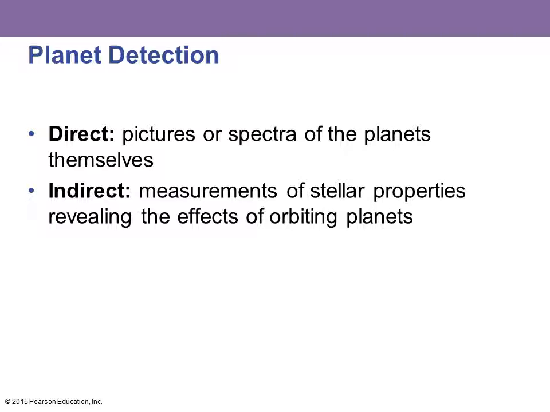So there's actually two ways to detect planets. One is direct, where we have pictures or spectra of the planets themselves, and the other is indirect, which is much more numerous. We can measure the stellar properties and reveal the effects of the orbiting planets going around it.